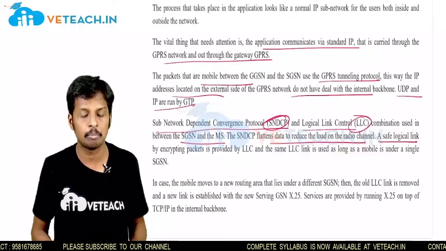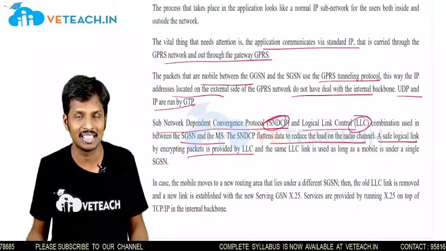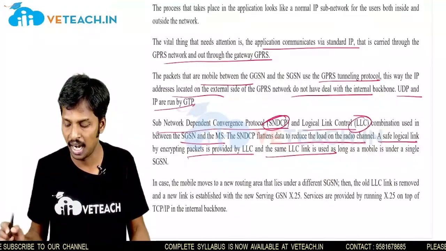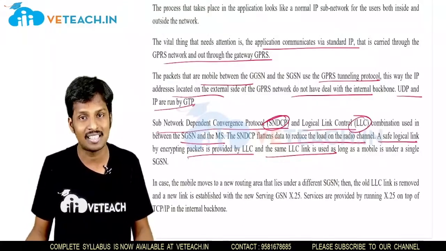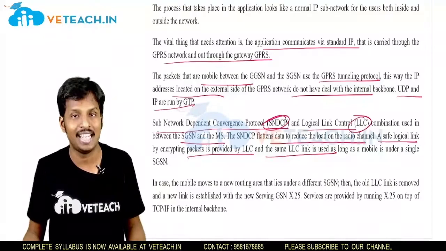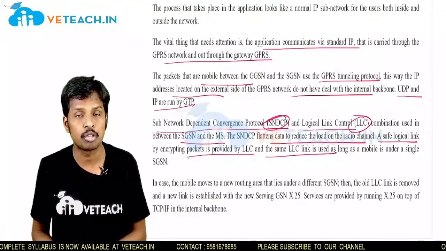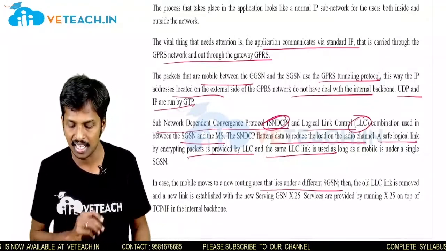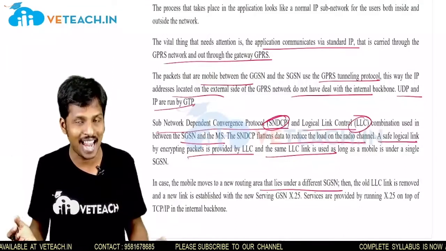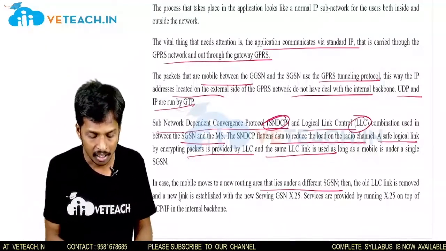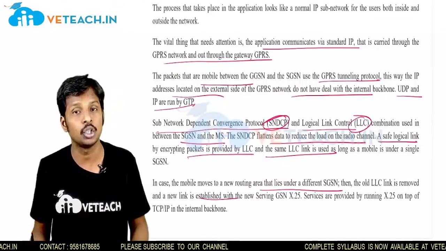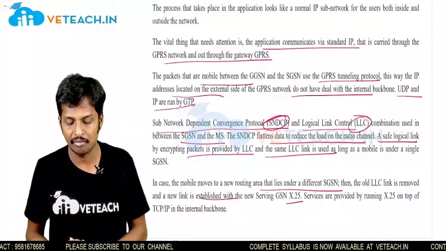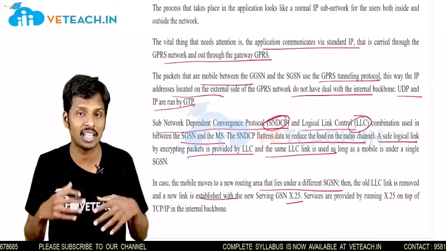A safe logical link by encrypting the packets is provided by LLC. So encrypting the data is done by LLC, and the same LLC is used along with the mobile while it is under a single SGSN. In case the mobile moves to a new routing area that lies under a different SGSN, the old LLC has to be updated with a new LLC. What happens here is a new link is established with the new serving GSN. So we have a new protocol known as X.25.